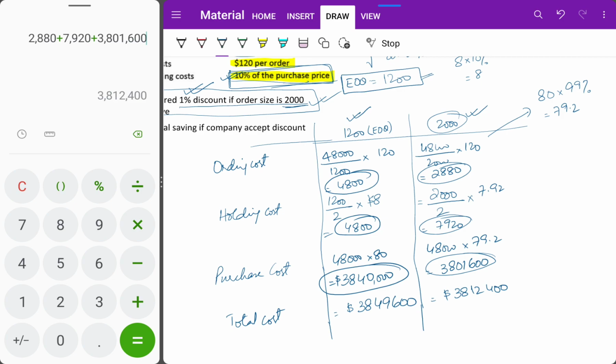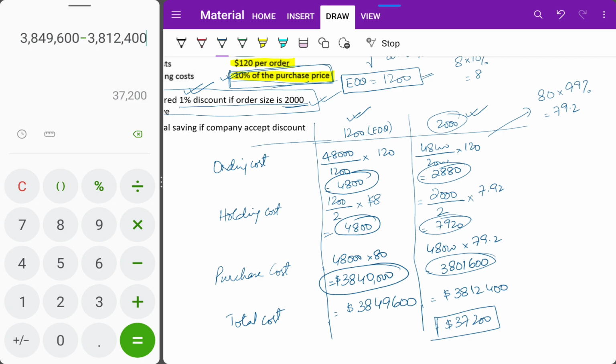So obviously, EOQ is not giving you that much benefit as compared with the point where, if you avail the discount, you will get more benefit, right? So if you want to compare both figures, 3,849,600 minus 3,812,400, is it 37,200? So the company will get a benefit of 37,200 if the company avails the discount, right?